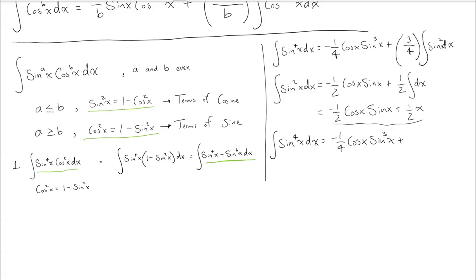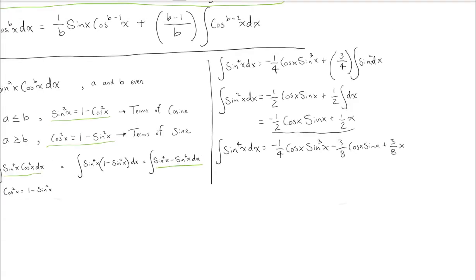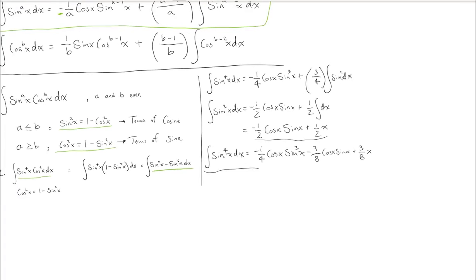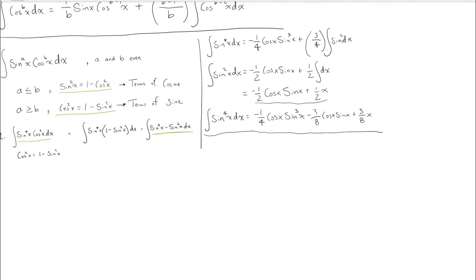So 3/4 times minus 1/2 would be, well, I will put a negative here, minus 3/8 cosine of x sine of x, and this will be plus 3/8 x. Now, so we've solved for part of this, which is the sine to the 4th of x. Now we need to solve for the sine to the 6th of x.